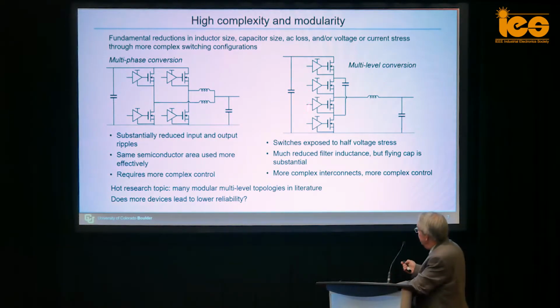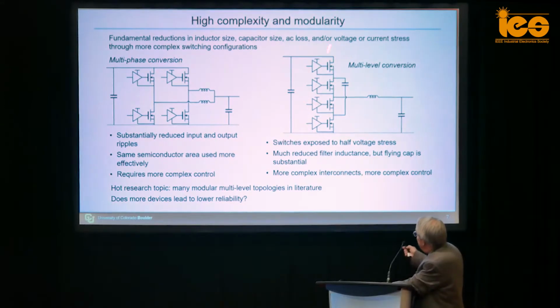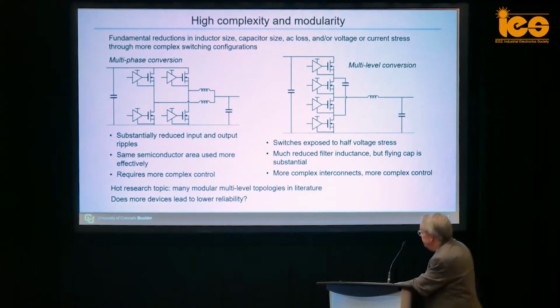The other direction is multi-level conversion, and here's a very rudimentary, well-known version of that, where we put devices in series. The switches are exposed then to half the voltage stress. The inductor has less applied voltage, and so it can be greatly reduced in size. It's a more complicated circuit. It requires more complicated interconnects and control. And it adds a capacitor that actually is a pretty large capacitor. That is an issue with that.